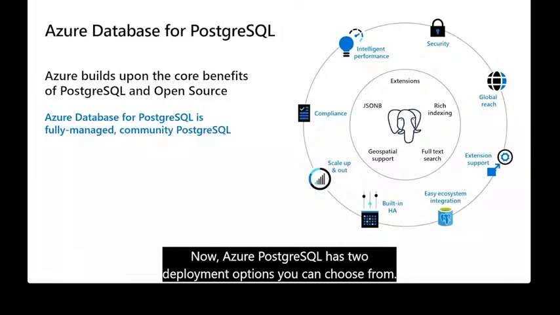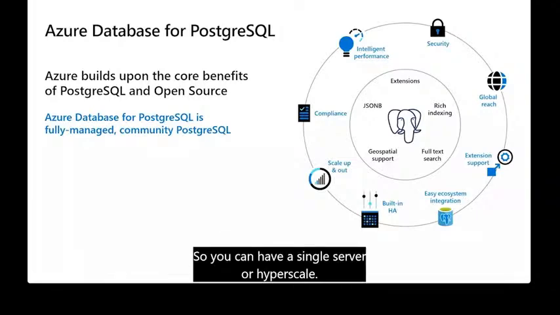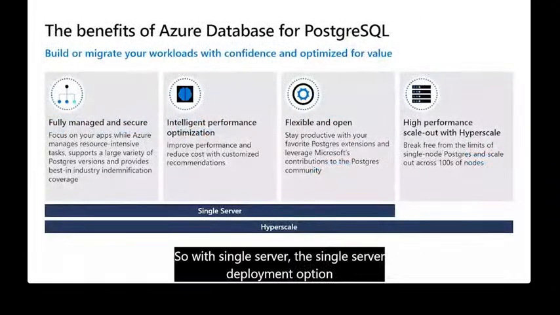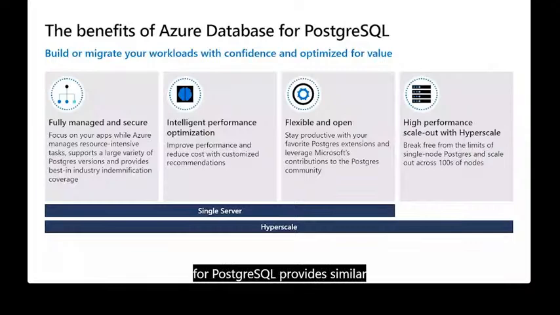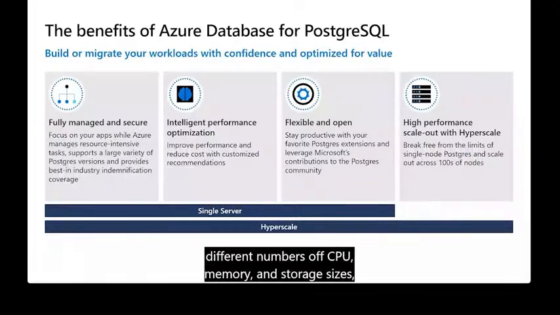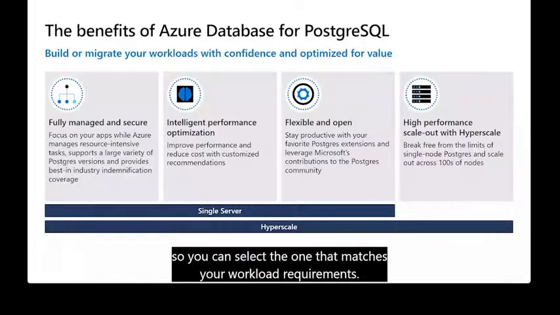Now, Azure PostgreSQL has two deployment options you can choose from. So you can have a single server or hyperscale. With single server, the deployment option for PostgreSQL provides similar benefits as the Azure MySQL database. You choose from 3 pricing tiers: basic, general purpose, and memory optimized. Each of these tiers supports different numbers of CPU, memory, and storage sizes, so you can select the one that matches your workload requirements.